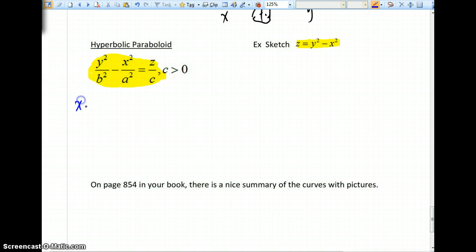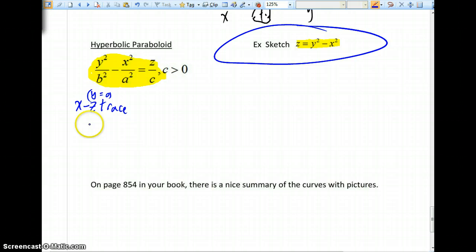Let's maybe consider the xz trace, as well as the yz trace. But we'll do the xz trace first. That means, of course, let y equal 0, the missing variable. So we're looking at this problem here. Let y equal 0. You have z is equal to the opposite of x squared.